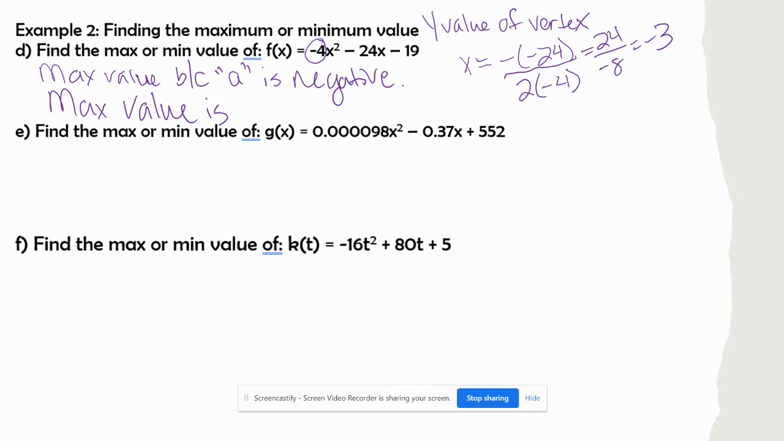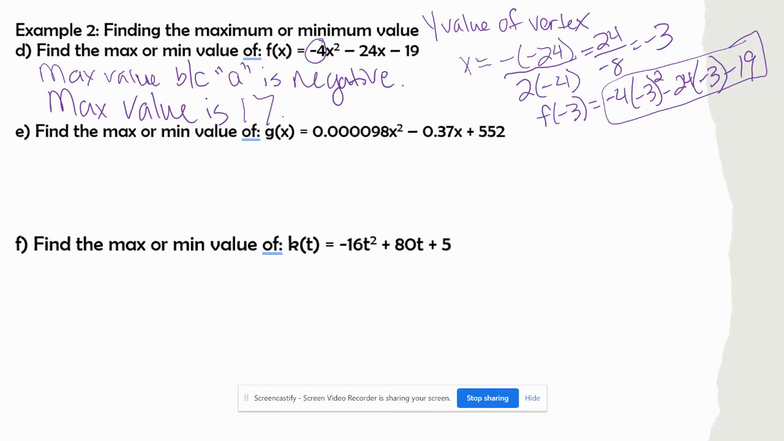And then we plug that negative 3 into our function. So f of negative 3, it's negative 4 times negative 3 squared minus 24 times negative 3 minus 19. All of this math in our calculator. And we end up with 17. So our maximum value is 17.